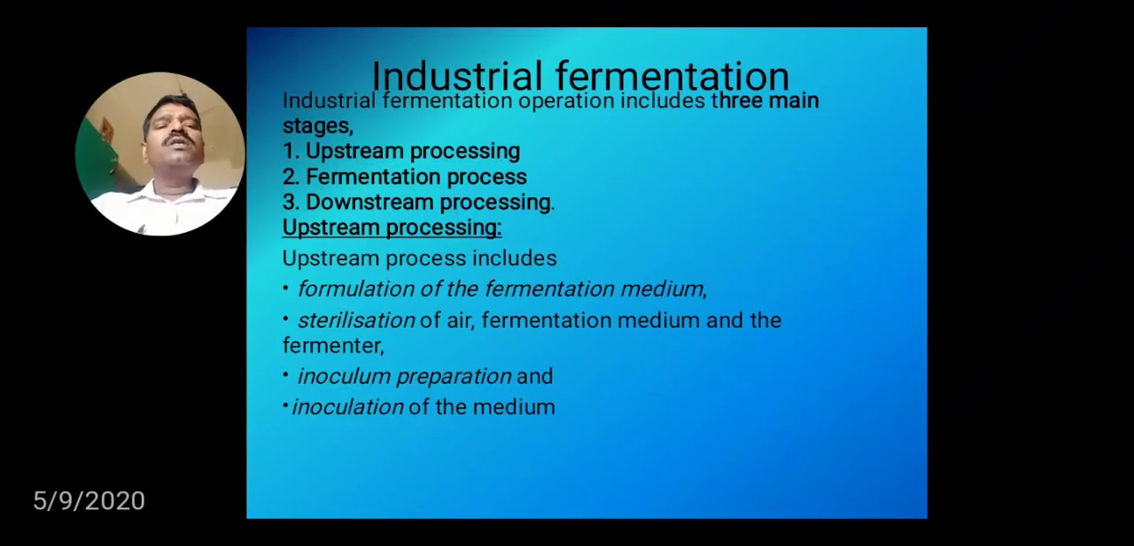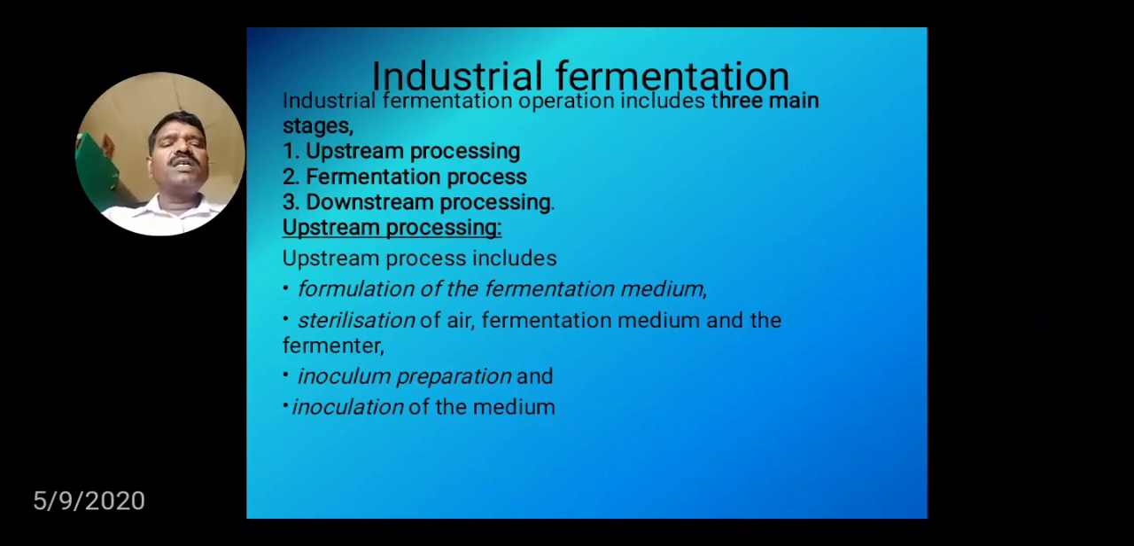Now I am going to deal with industrial microbiology. It especially focuses on the downstream processes. So industrial fermentation processes include three main steps: upstream processing, fermentation process, and the downstream processing.